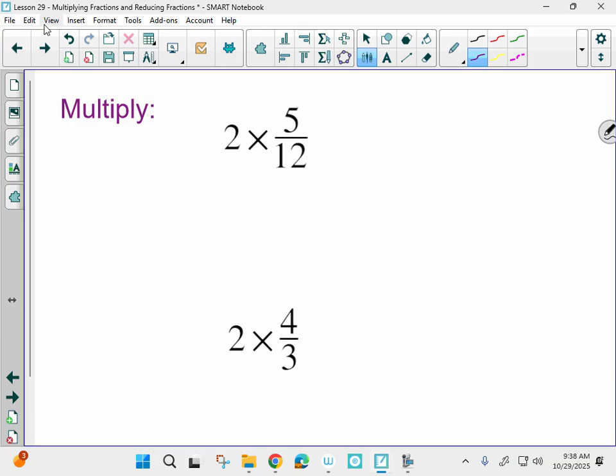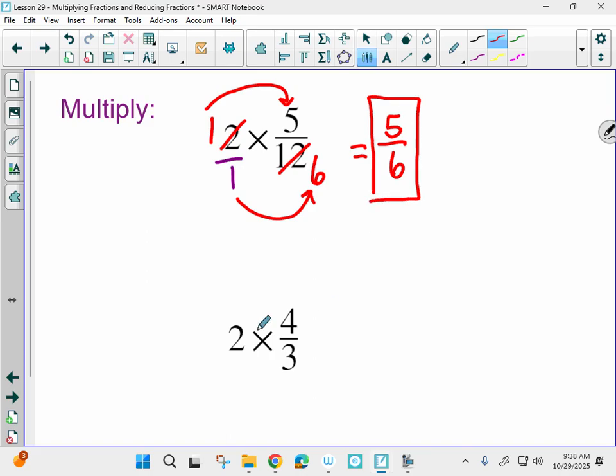All right, let's try another one. Put this over 1. We can cross cancel these two numbers here. If you want to reduce early, 2 goes into 2 one time, and 2 goes into 12 6 times. Now we're going to multiply straight across. 1 times 5 is 5, and 1 times 6 is 6.